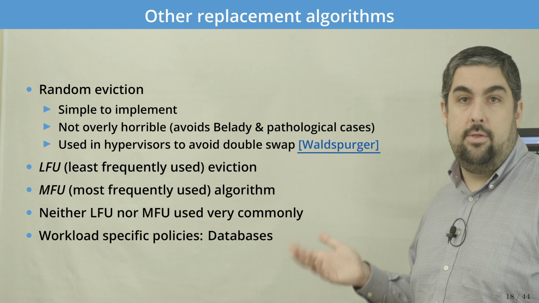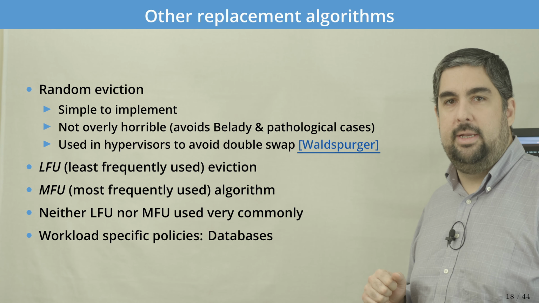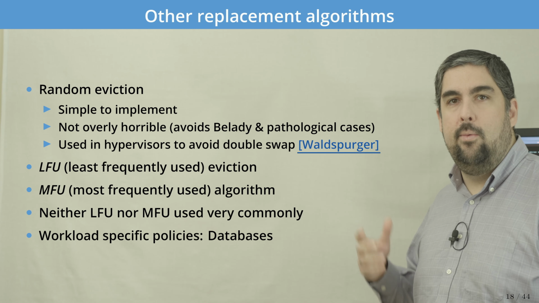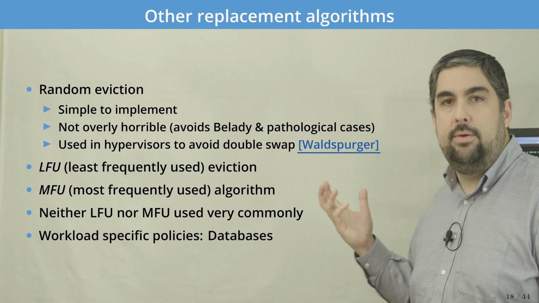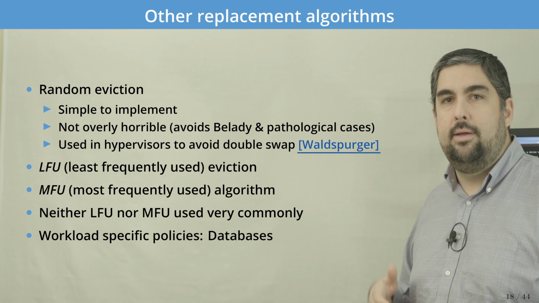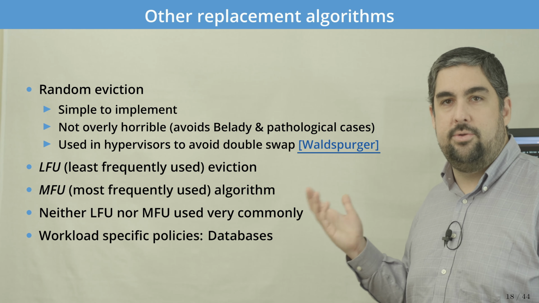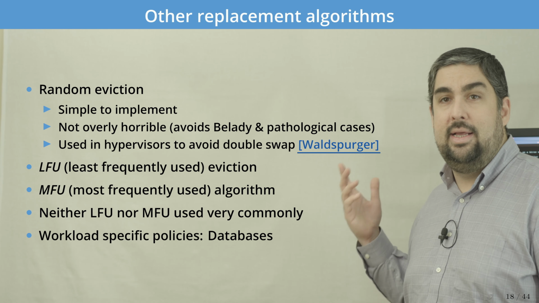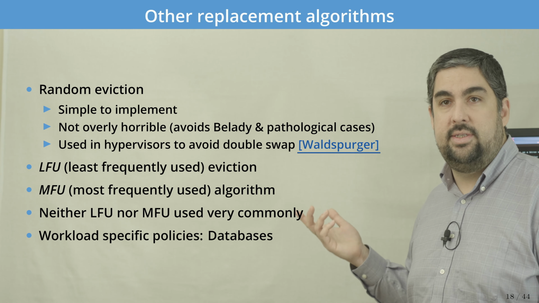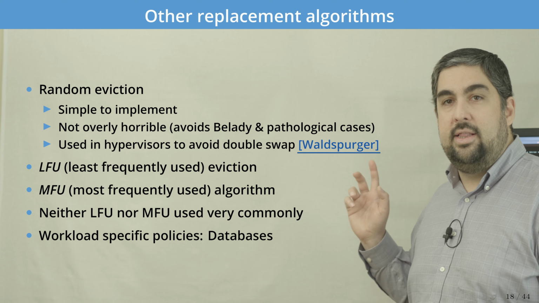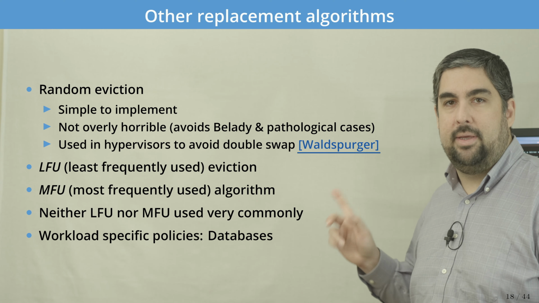There are a lot of other replacement algorithms that can be done. We'll just mention a few common ones here. One is a completely random eviction policy. This is really simple to implement. We don't need to scan, we don't need to do anything, there's less overhead. And it's actually not terrible when we consider it avoids a lot of pathological cases. And this policy actually has some important applications.